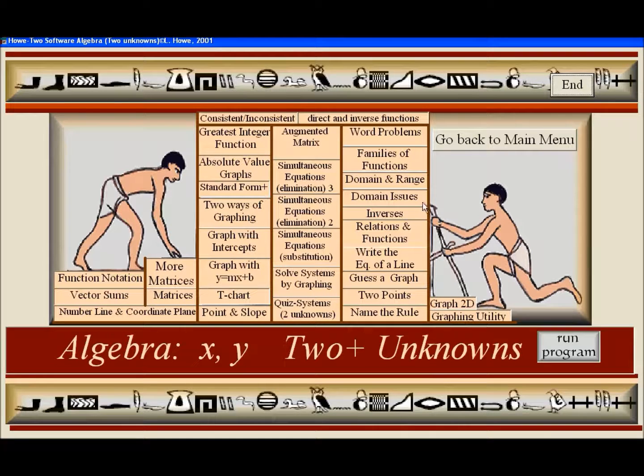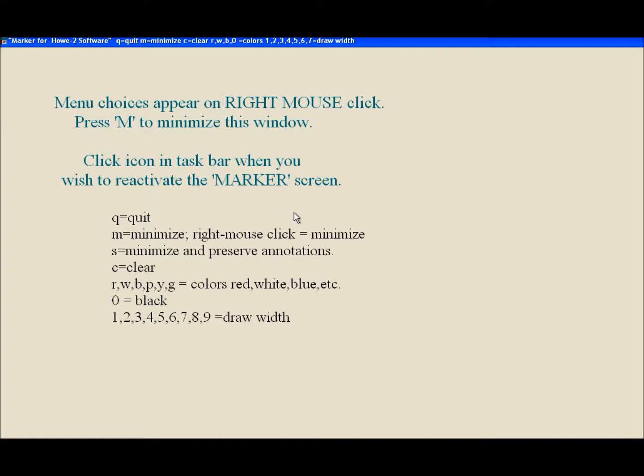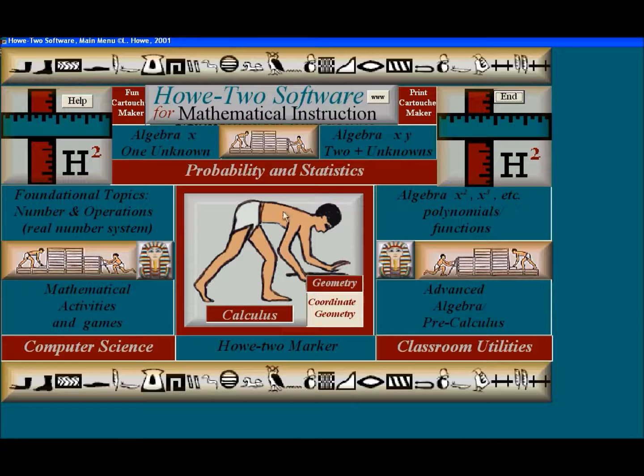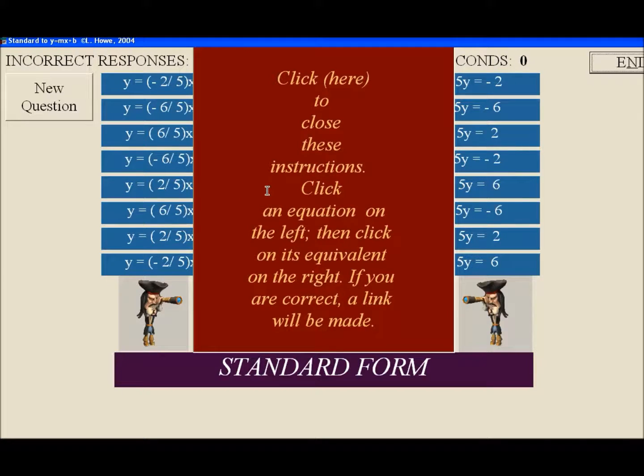I'm going to go back and pull up the marker here because we might need it, and I'm just going to minimize it here, and we'll go back to the two unknowns and pull up standard form. Now this is a very straightforward program. I have several programs that use the same engine. I hate to say, me who sort of doesn't like to use the same engine twice, use something that's suitable for each type of problem.